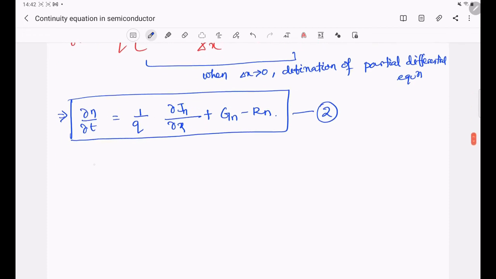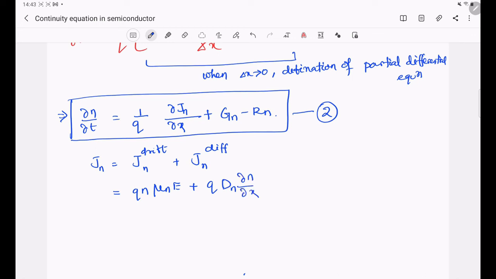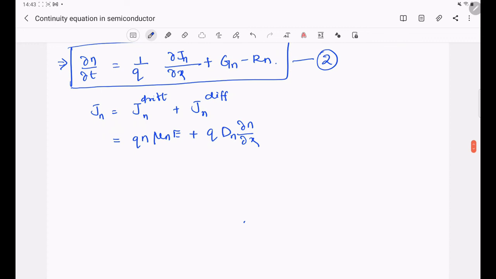Now we know that current density of electrons is the addition of current density due to diffusion and due to drift. So suppose this is the drift current density and this is the diffusion current density. So it will be equal to q n mu n into E plus q into Dn into del n by del x. Let us write it as equation 3.